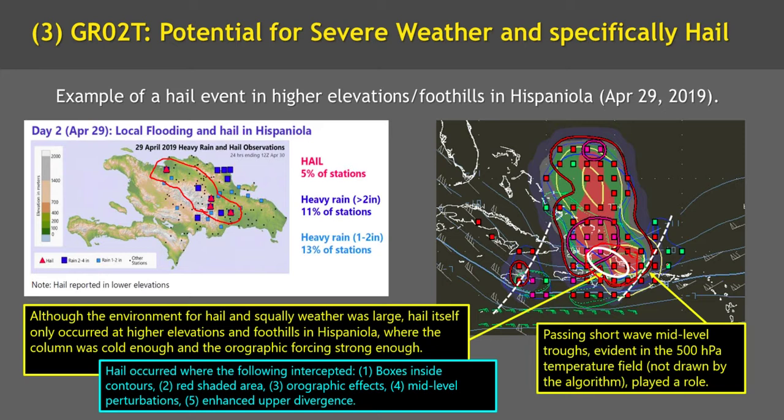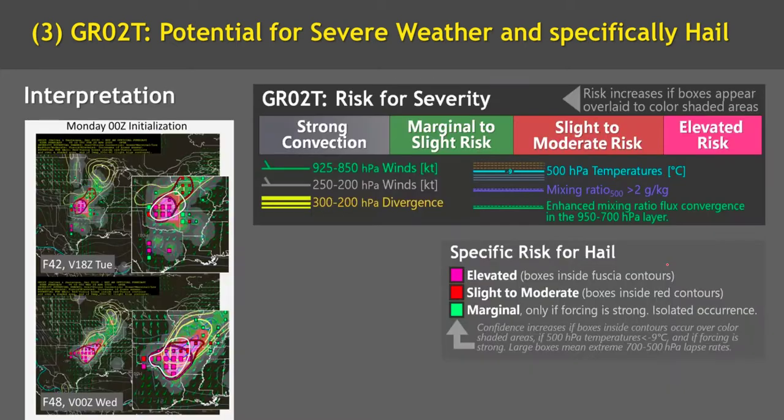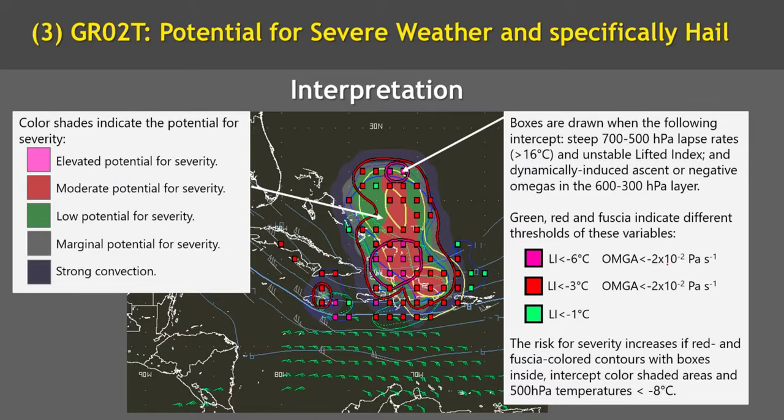Let me move a little bit more into describing the outlook. Yeah, this is zoom, so you can see a little bit better. So whenever these factors intersect, then your potential increases. Something else that we included in the algorithm are the low-level winds, average between 925 and 850. So you can see these accelerated winds in the Caribbean.